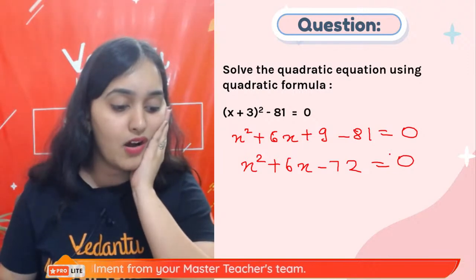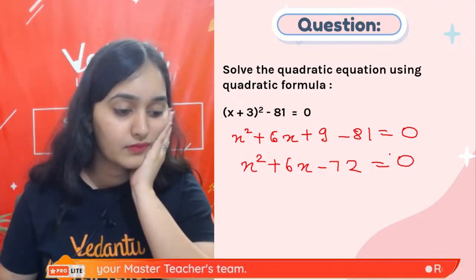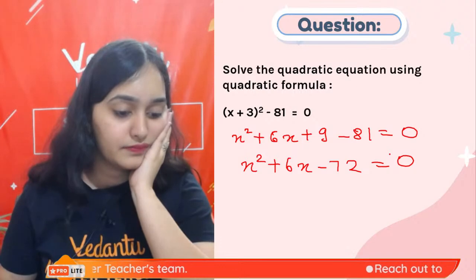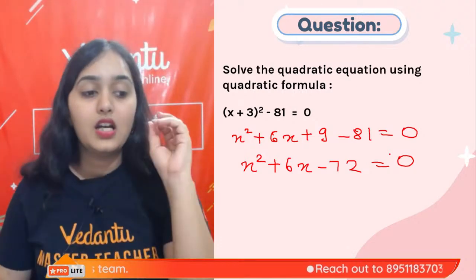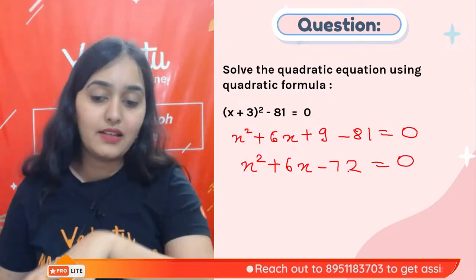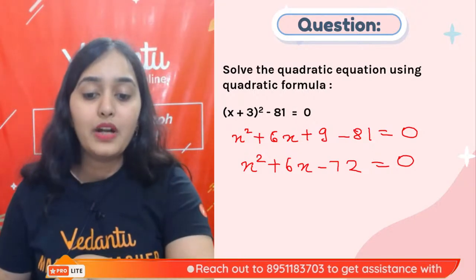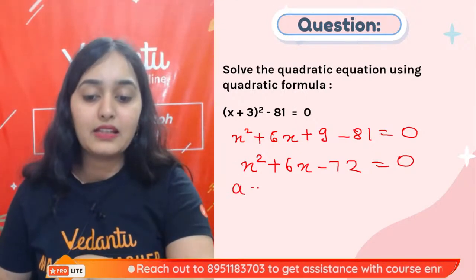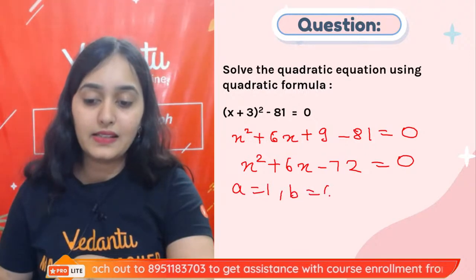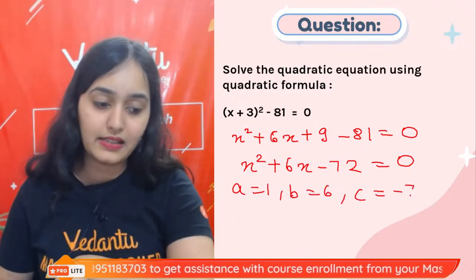Am I right or wrong? Which one, Ritvik? X square plus 6x minus 72 is equal to 0. Now, what is A? A is 1, B is 6, C is minus 72.